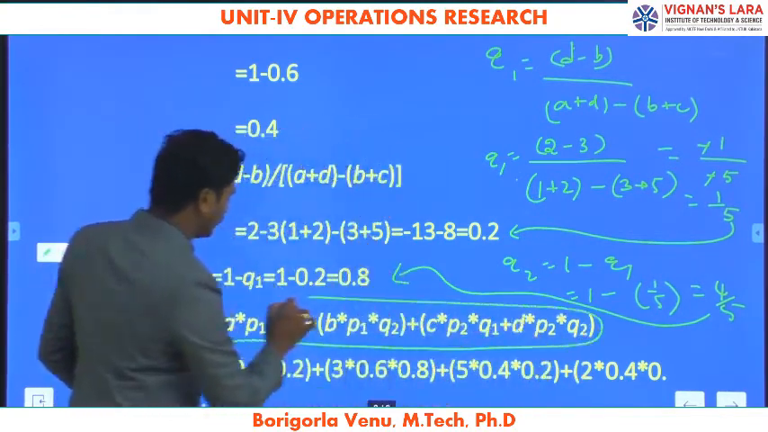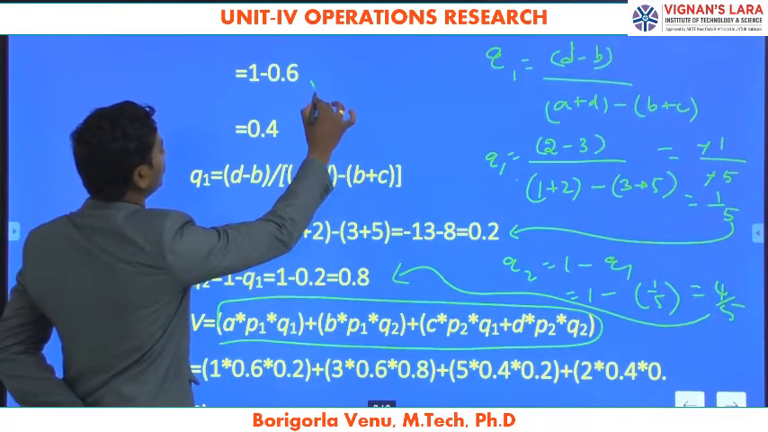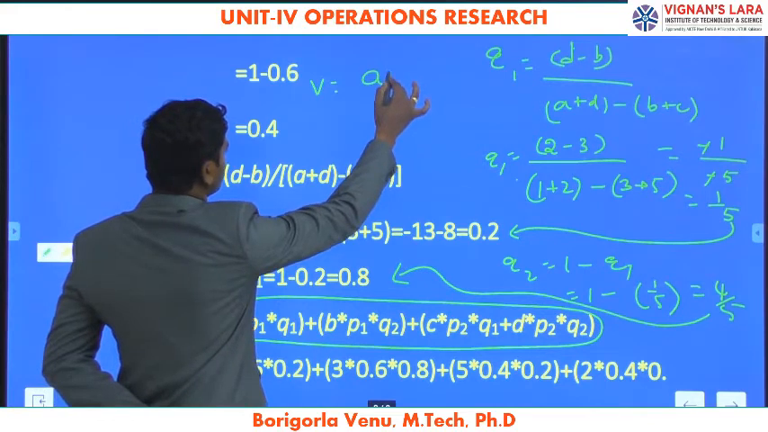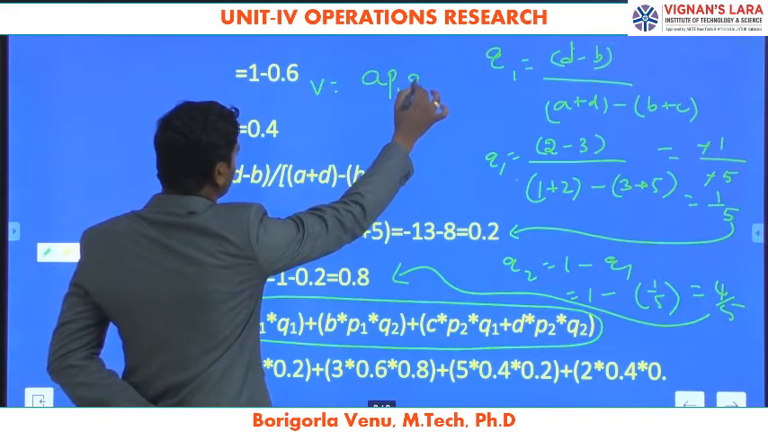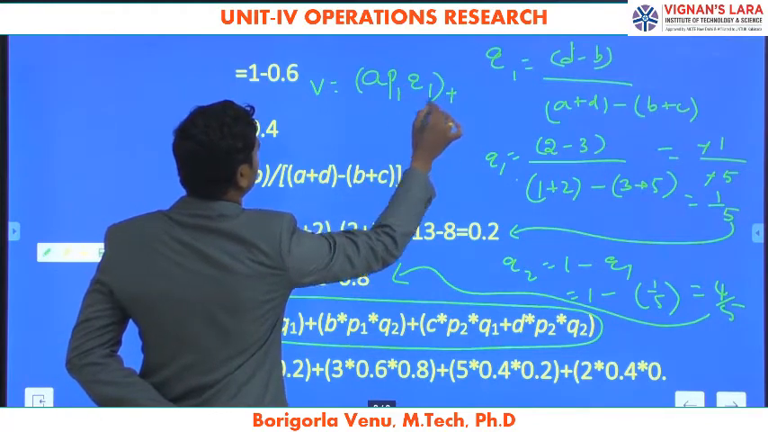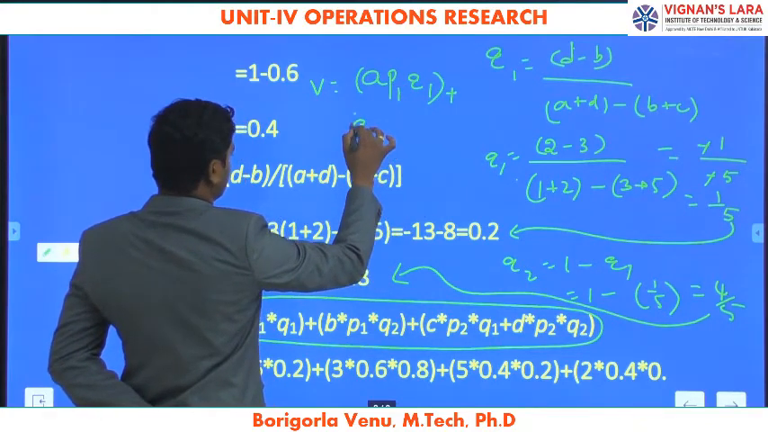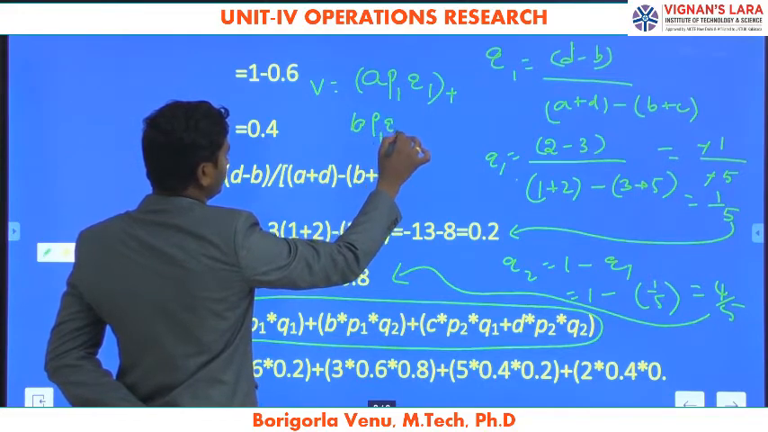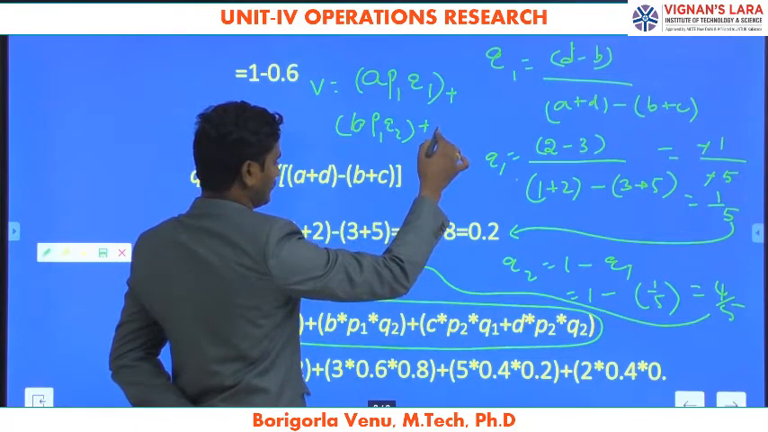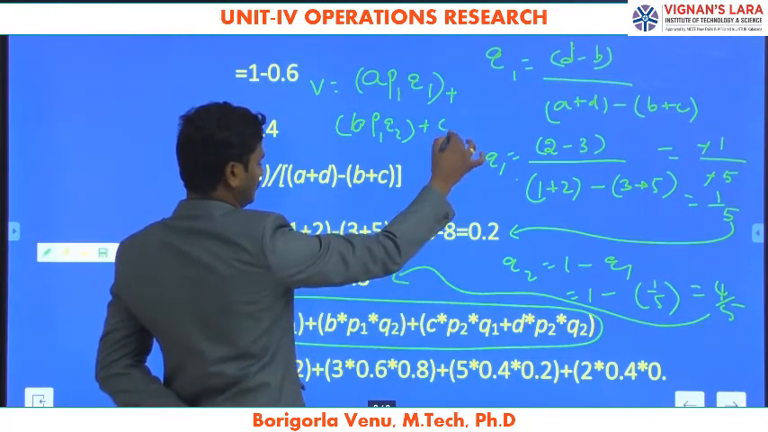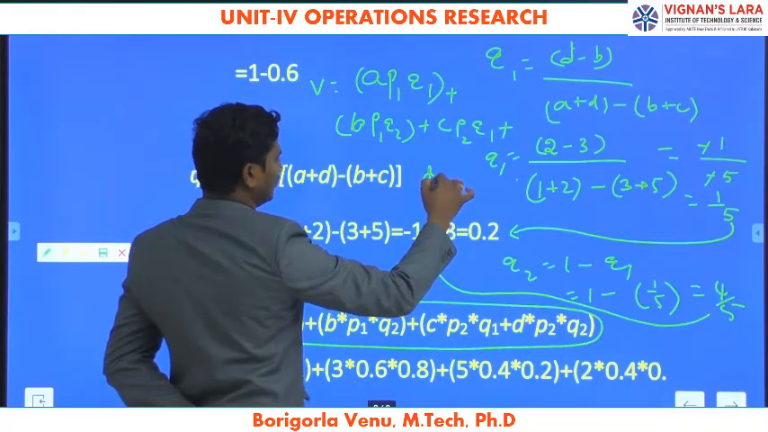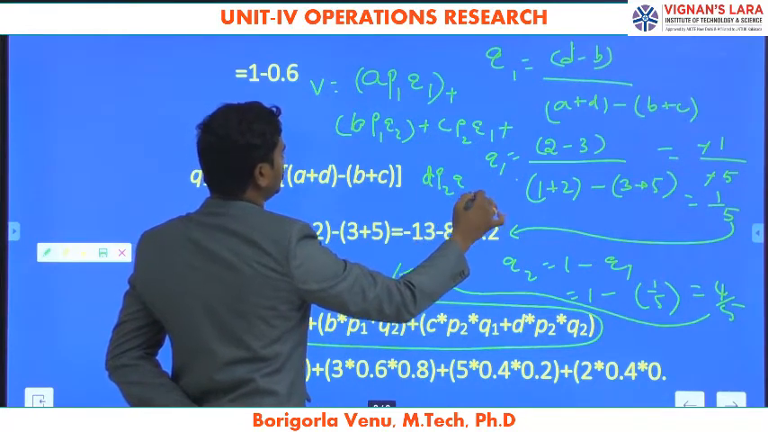We are going to calculate the value of the gain. The formula for the value of the gain V is equal to, these are the constant formulas, we have to remember this: A P1 Q1 plus B P1 Q2 plus C P2 Q1 plus D P2 Q2.